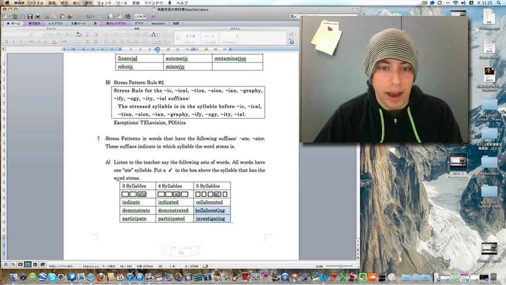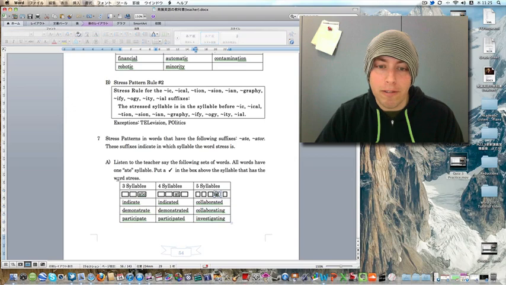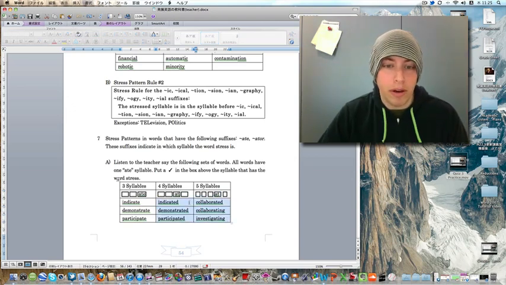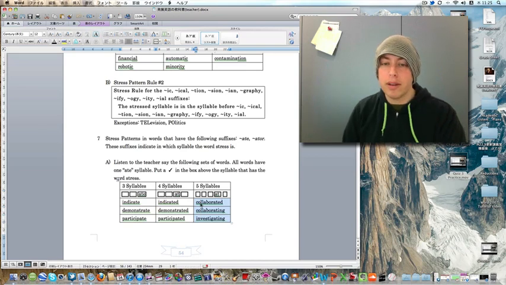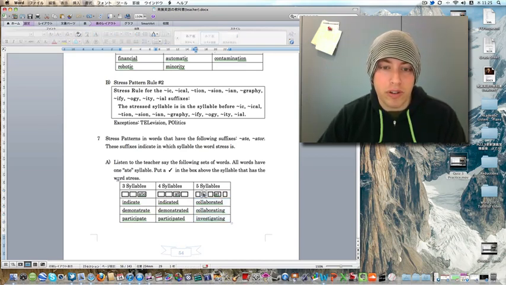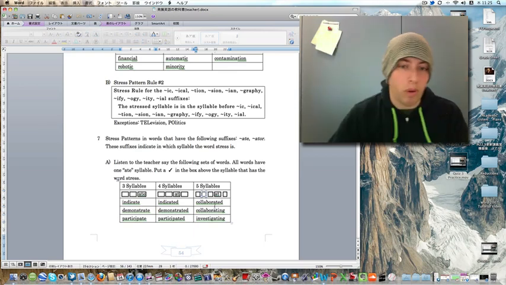Now let's go to five-syllable words with -ate in it. Here, -ate is the fourth syllable. It's not the last one, it's the fourth one. Ready? Here we go. Collaborated, collaborating, investigating. Here, the word stress was in the second syllable, so it's two syllables before -ate.